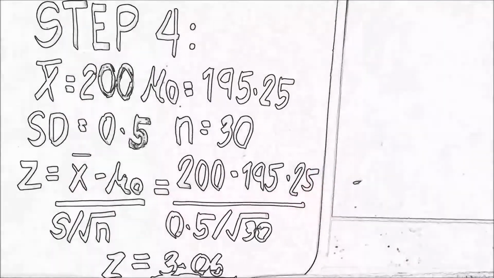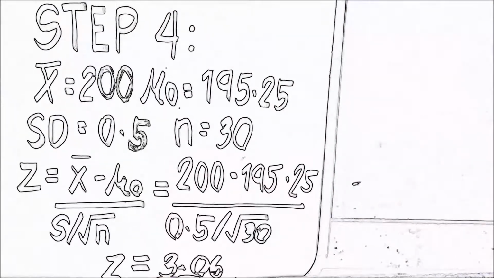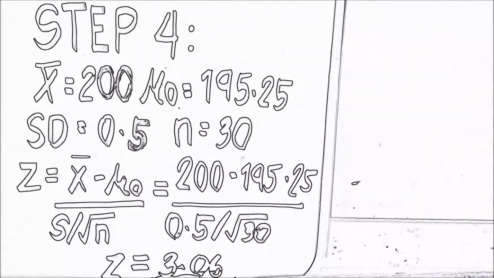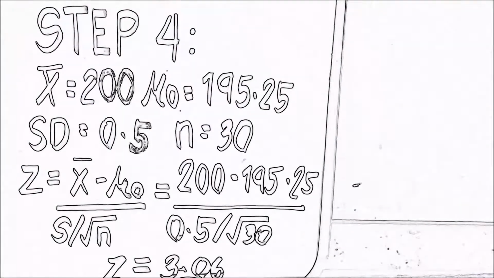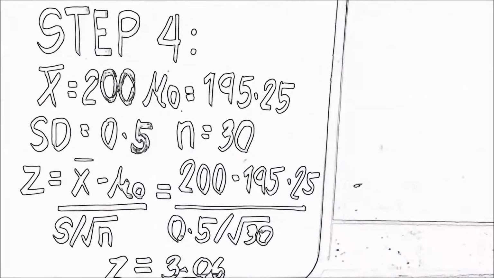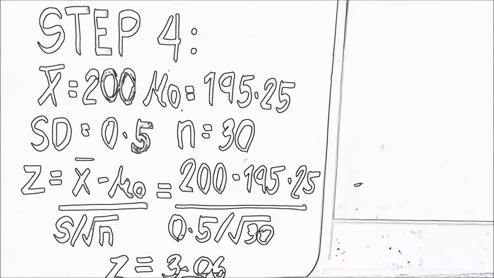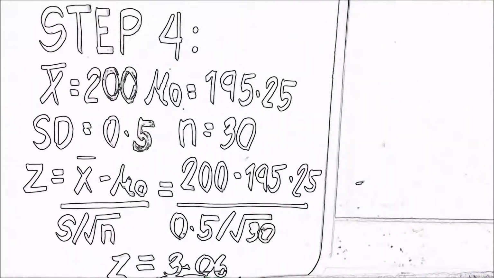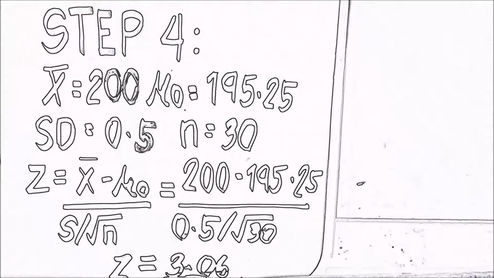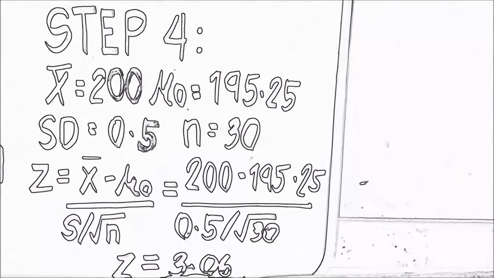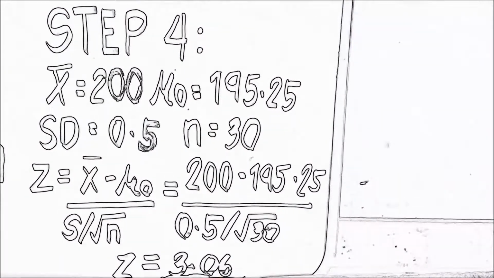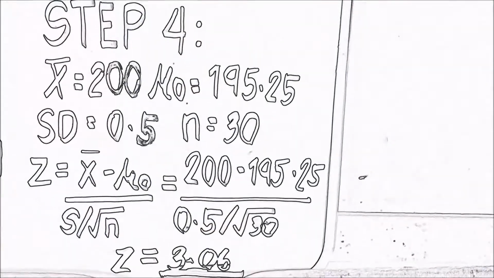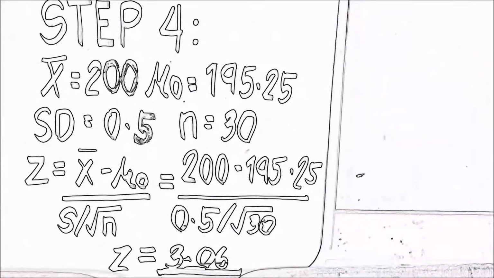For step 4, we have to compute for the value of z. Use the given data in your problem. We have a sample mean of 200, a population mean of 195.25, a standard deviation of 0.5, and a random sample of 30. Use the equation z equals sample mean minus population mean over standard deviation divided by the square root of the random sample. Substitute the given data and then solve to get the answer of 3.06 as your z.